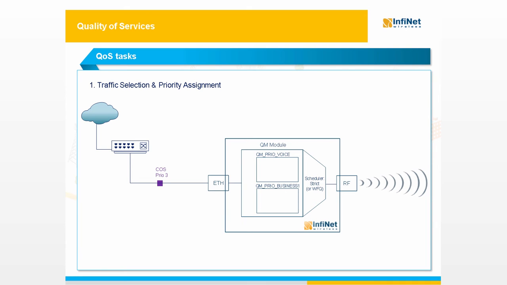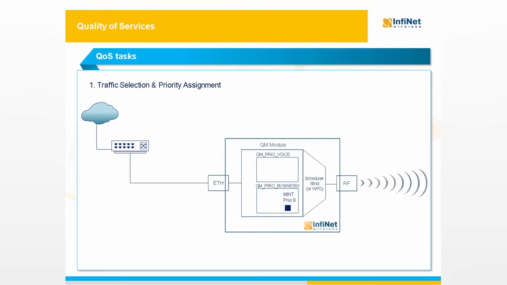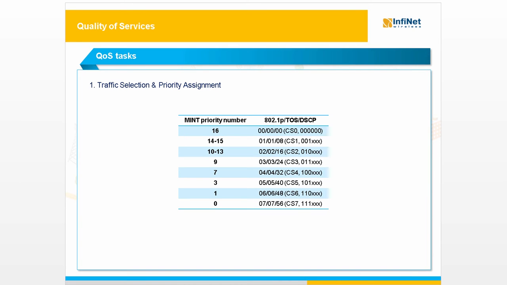Another traffic filtering method is based on the class of service priority values, or 802.1p priorities. COS is a 3-bits field in the header of the Ethernet frame when the 802.1q VLAN tagging is in use. The second example shows a packet marked with COS priority 3. The COS priority is mapped to MINT priority 9 by the QM module inside the InfiNet unit. The conversion table between MINT priorities and 802.1p/TOS/DSCP priorities can be found in the product documentation.